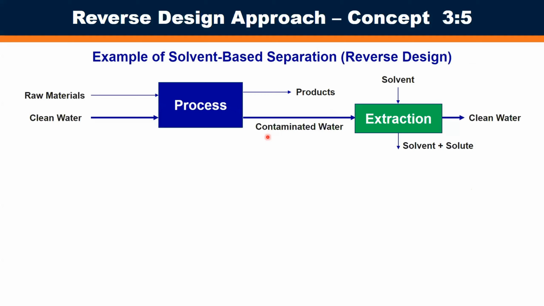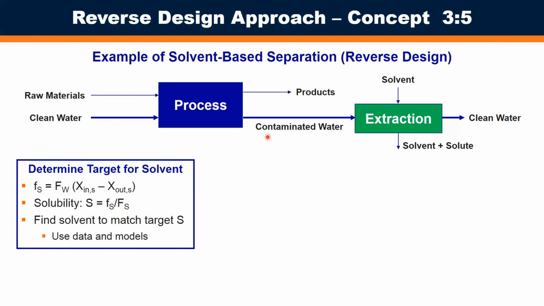So here's just a quick, simple example of a solvent-based separation, and we're going to solve this in reverse just to illustrate the concepts. We have a process, again, that converts raw materials to products. Along with the raw materials, there is a need for processed water. It goes through the process, comes in clean, comes out contaminated. And what we're going to do is an extraction process where we add a solvent to the system that removes the pollutant and returns some clean water.